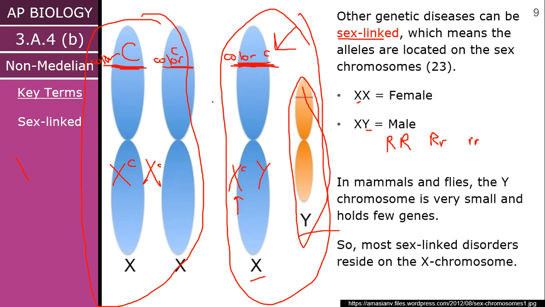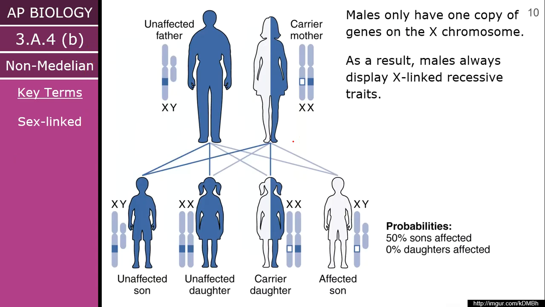Okay. And so what you're going to notice is that a lot of sex-linked traits or sex-linked diseases are going to be more common in males because typically females will have a dominant allele somewhere, right? In one of their two sets, one of them is going to be dominant. But males only get one. So if the one they get is recessive, they're going to have that trait. We're going to explore some examples of that.